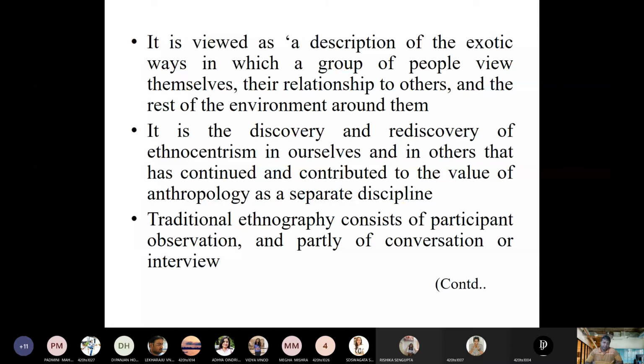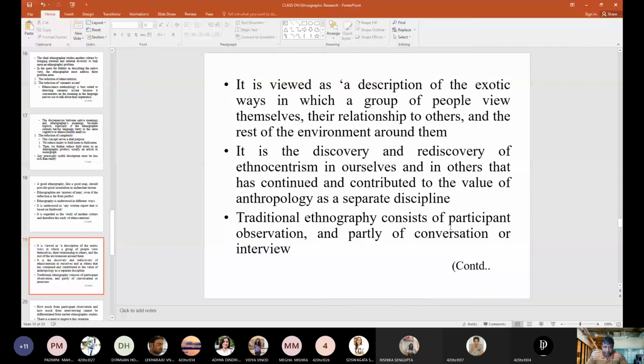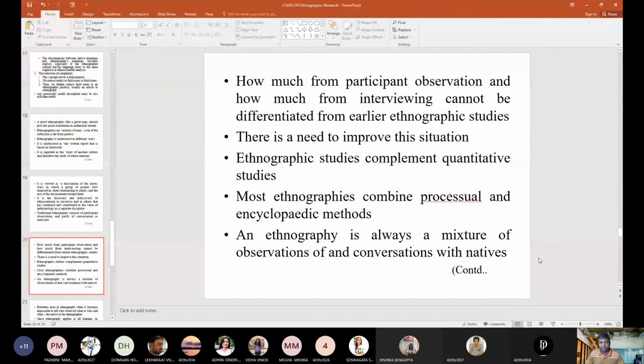The traditional ethnography consists of participant observation and partly conversation or interview. Generally in ethnography, we use all these kinds of techniques while collecting the views from people. How much comes from participant observation and how much from interviewing cannot be differentiated from earlier ethnographic studies. While I am doing ethnographic research, I cannot tell you that this much data I will collect from participant observation and this much from interviews. There is a need to improve this situation. I cannot exactly tell you what percentage I will collect through participant observation and what percentage through interview. So ethnographic studies complement qualitative studies. Generally, if you look at the ethnographic study, it is always a kind of complement.